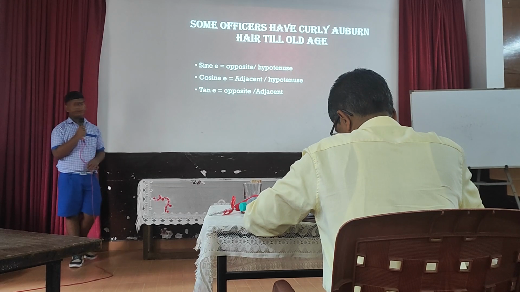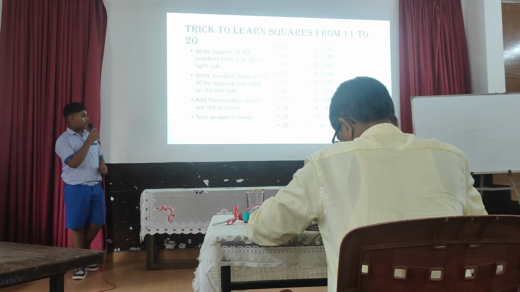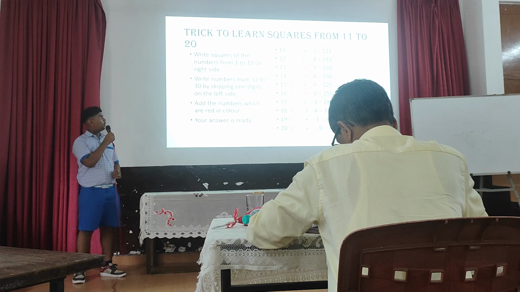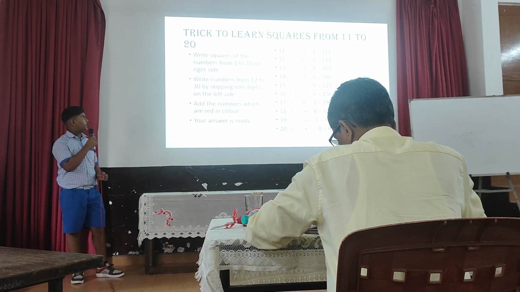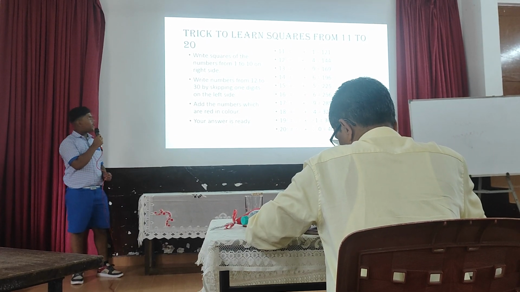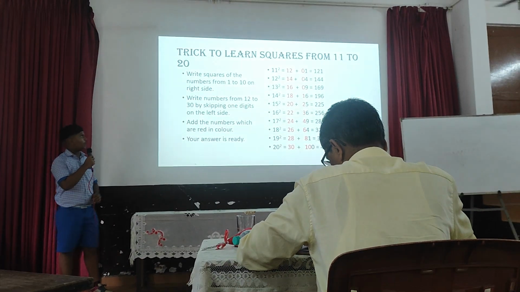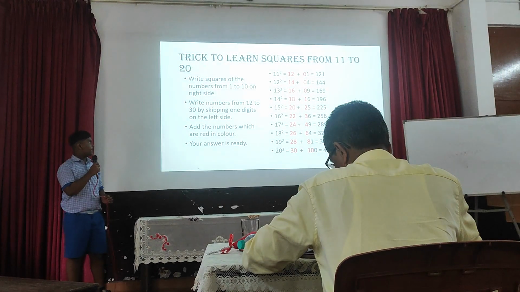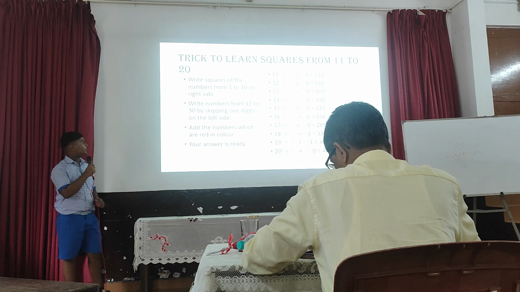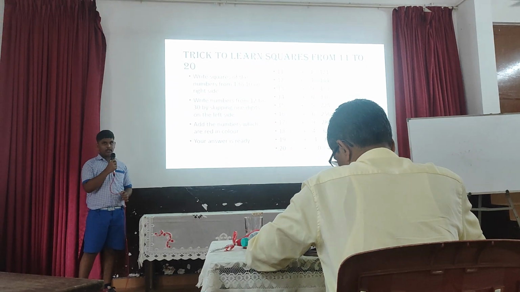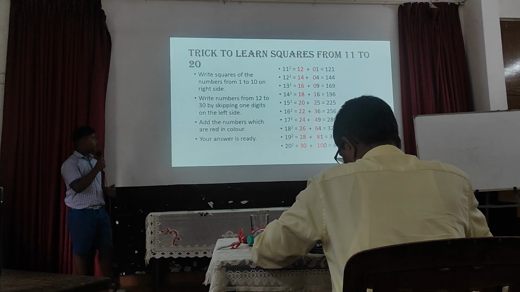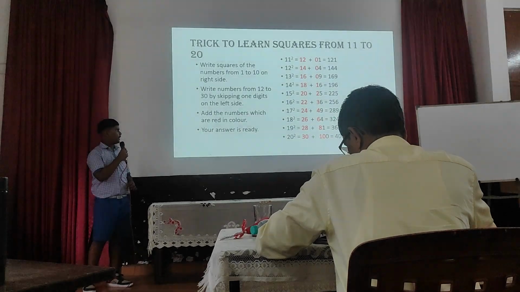Next slide. My next slide is about a trick to learn squares from 11 to 20. The first step is to write the squares of the numbers from 1 to 10 on the right side. Second step, write the numbers from 12 to 30 by skipping 1 digit on the left side. Third step, add the numbers which are red in color.